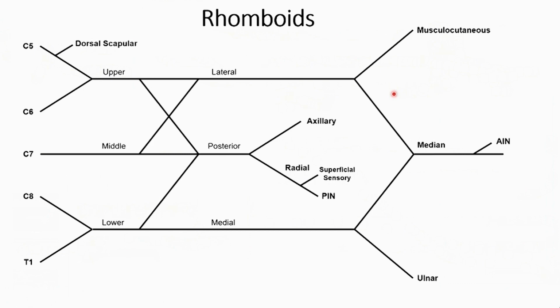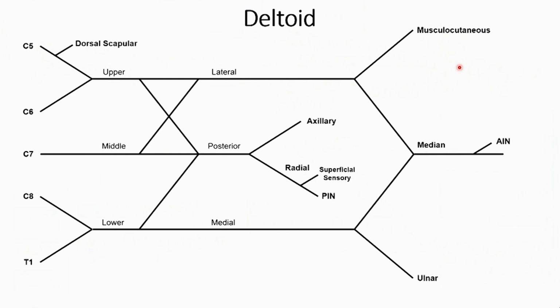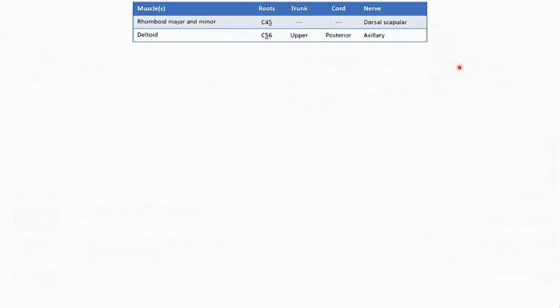So the first muscle is going to be the rhomboids muscle. The rhomboids is the C5 nerve root to the dorsal scapular nerve. On my table, there's also a little bit of C4 if you want to be precise, but it's primarily a C5 muscle. That's why I'd have it underlined there. Next is the deltoid muscle. The deltoid is C5 and 6 nerve roots, upper trunk, posterior cord, axillary nerve. Primarily a C5 muscle. That's why I have it underlined.